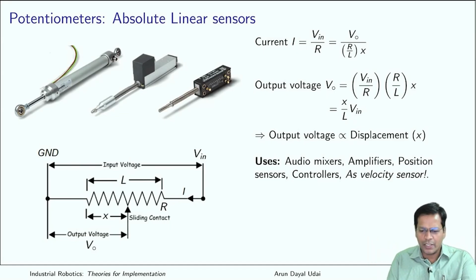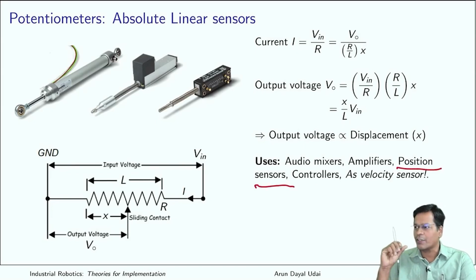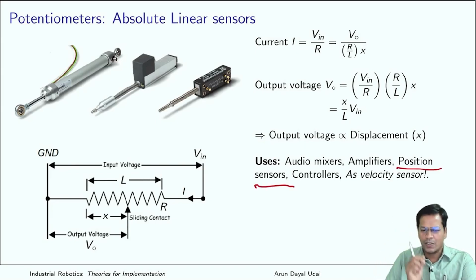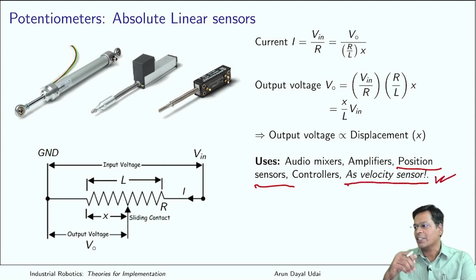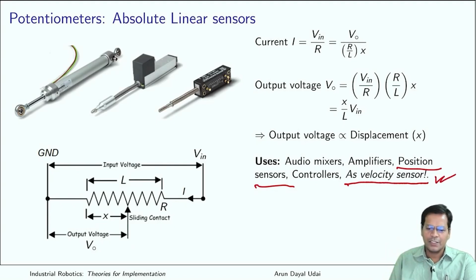So in amplifiers it is used. Position sensors, that is what is meant over here, and we are concerned more about this. Also controllers, knobs, linear slides, and as a velocity sensor also. I will tell you how it can be used as a velocity sensor towards the end of today's lecture.